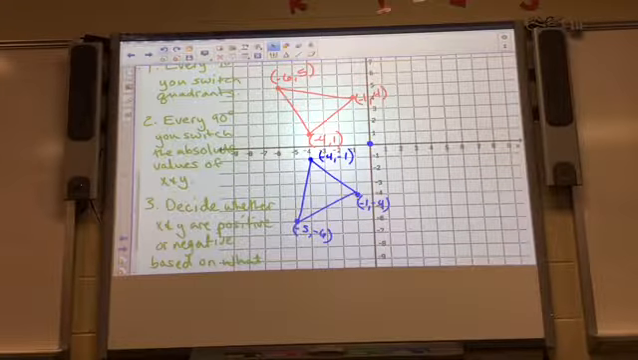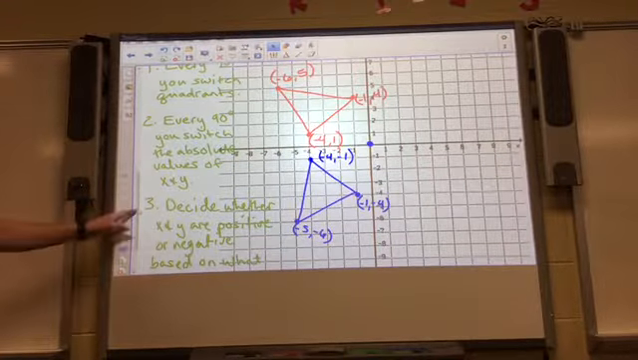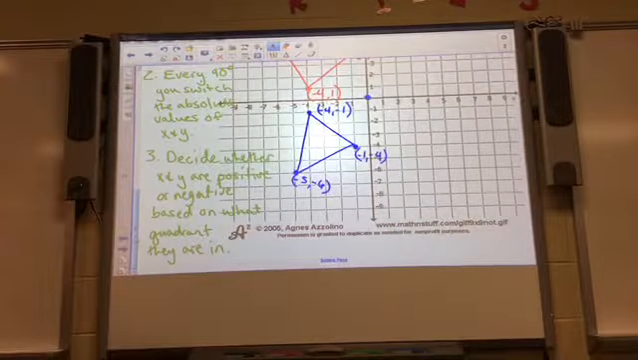Did everybody get all those rules down? Okay, if not, there's the bottom one there. Decide whether x and y are positive or negative based on what quadrant they are in.